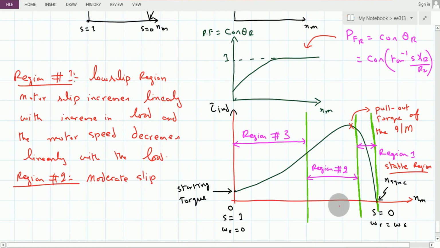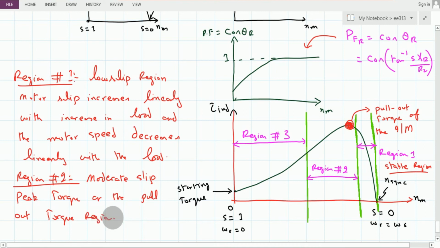So we have intermediate values of the slip. Neither can we say that the slip is very high, nor can we say that the slip is very low. This particular region is a region where the peak torque of the machine is available, which is here somewhere, right? So this is the peak torque or the pull out torque region.